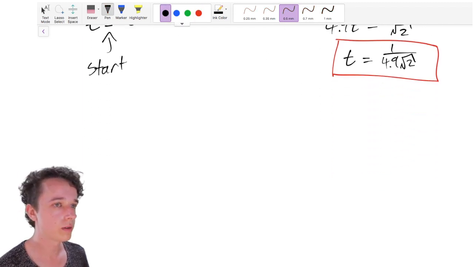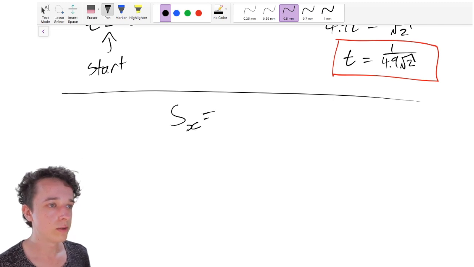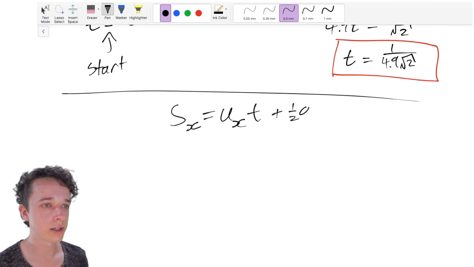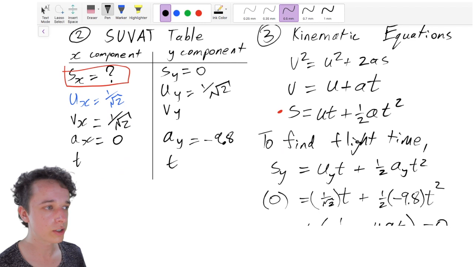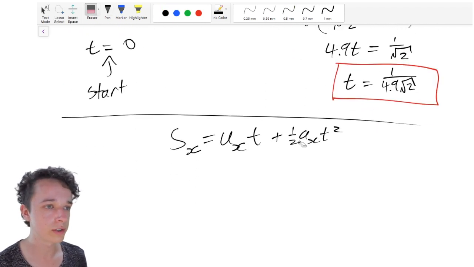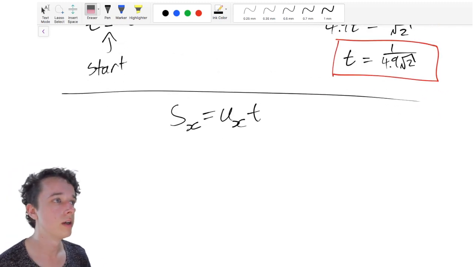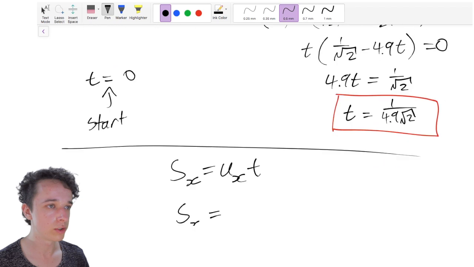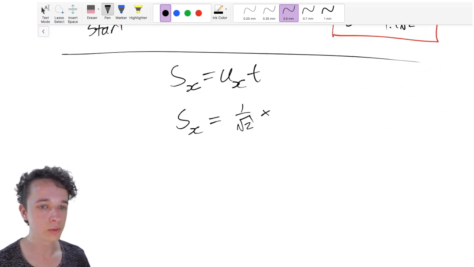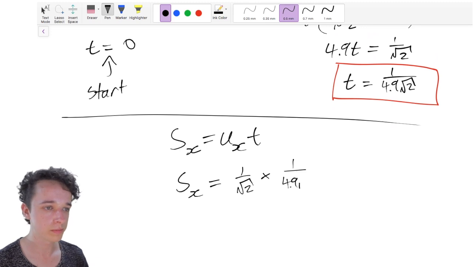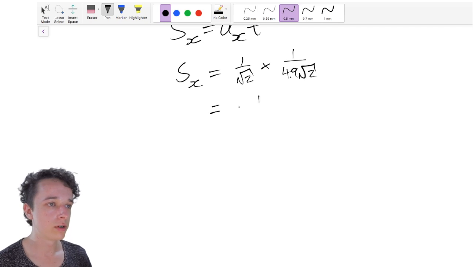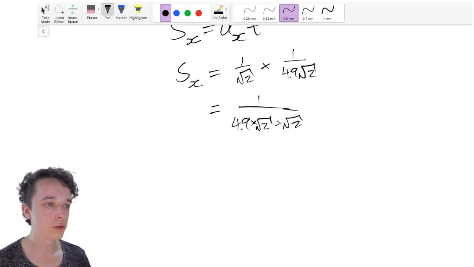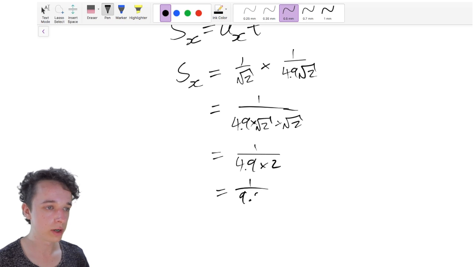Okay, so now that we have that, we can use the equation s of x equals u of x t plus half a of x t squared. We know that the acceleration in the x component is 0, so all this disappears. Now we have s of x, which is what we are trying to find, equals ux, which we have as 1 over root 2, multiplied by t, which we just found as 1 over 4.9 root 2. And then this becomes 1 over 4.9 multiplied by root 2 multiplied by root 2. Root 2 multiplied by root 2 is just 2, so we have 4.9 times 2, and that gives us 1 over 9.8.